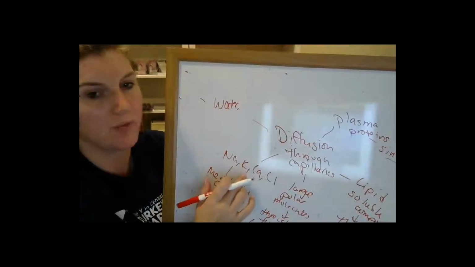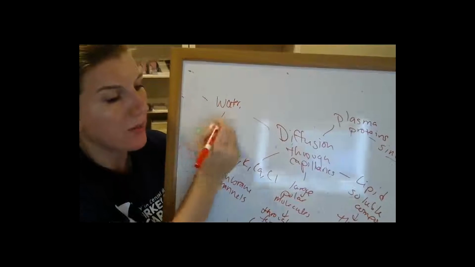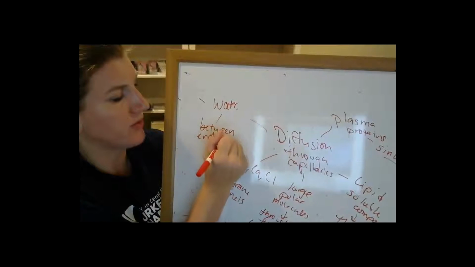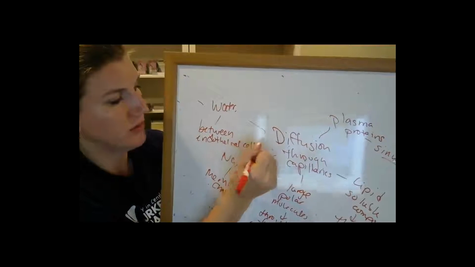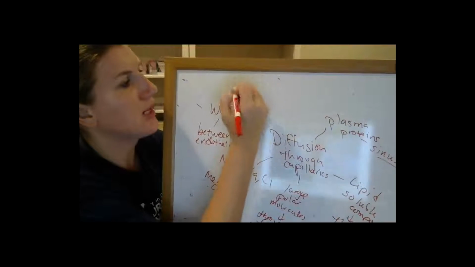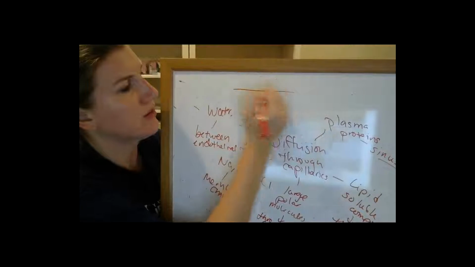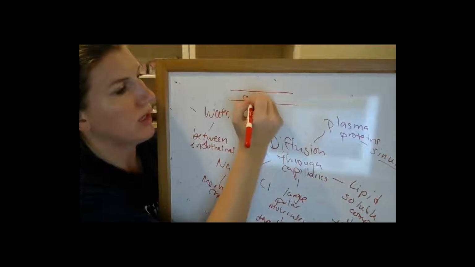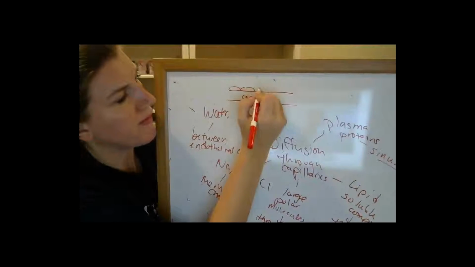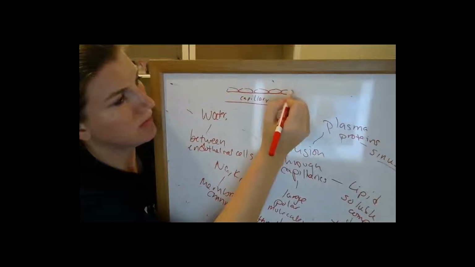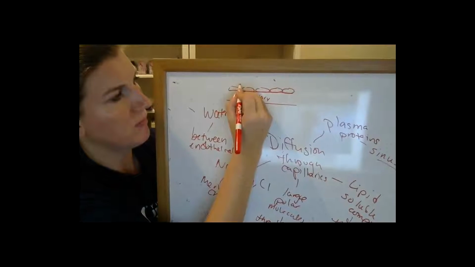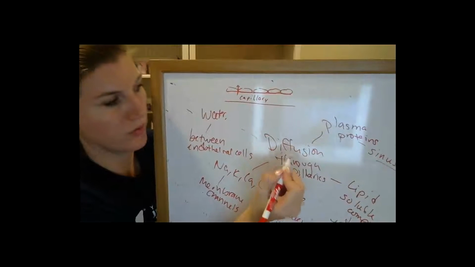And this, we'll group the ions in this category because that's the majority of it. But water is mostly just going to go between endothelial cells. Literally between the cells. So you have your capillary. This is our capillary. Right? These are our cells. You see this? Between the endothelial cells literally means in between those little cracks.